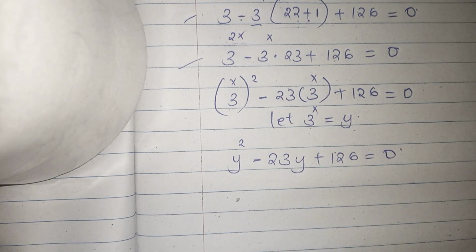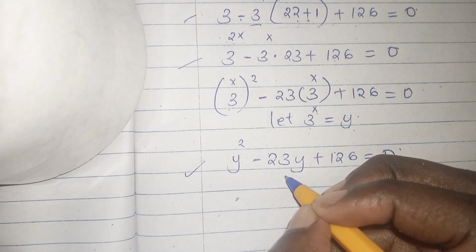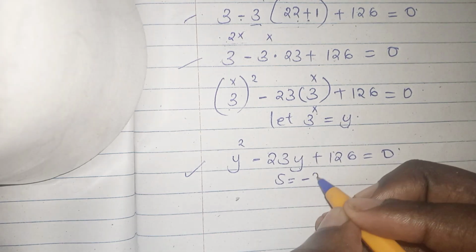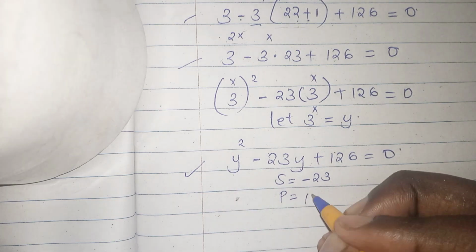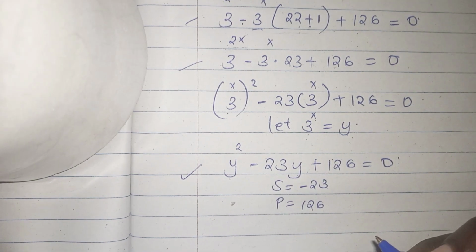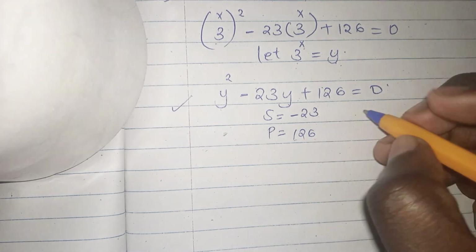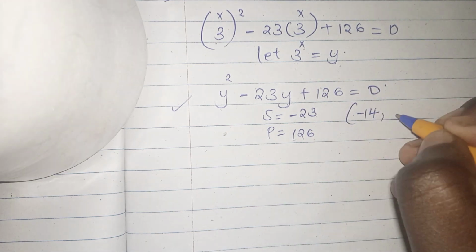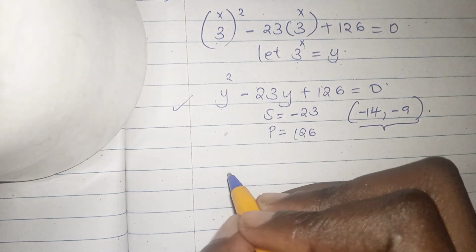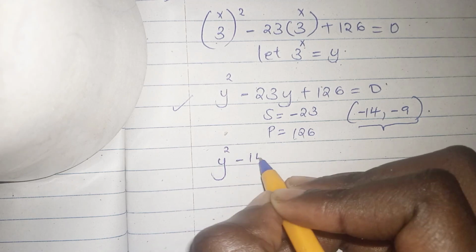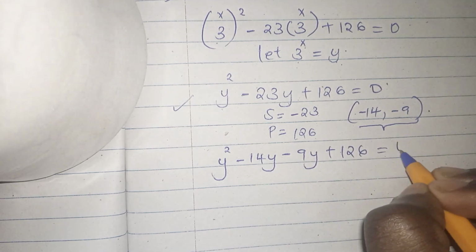So we formed a nice quadratic equation, and we can solve it using the factorization method, whereby our sum is the coefficient of y, which is negative 23. Our product is the coefficient of y squared, which is 1, times 126. So we look for two numbers whose sum gives negative 23 and whose product gives 126. These two numbers are negative 14 and negative 9. We substitute them in our quadratic equation. Therefore, y squared minus 14y minus 9y plus our constant 126 is equals to 0.